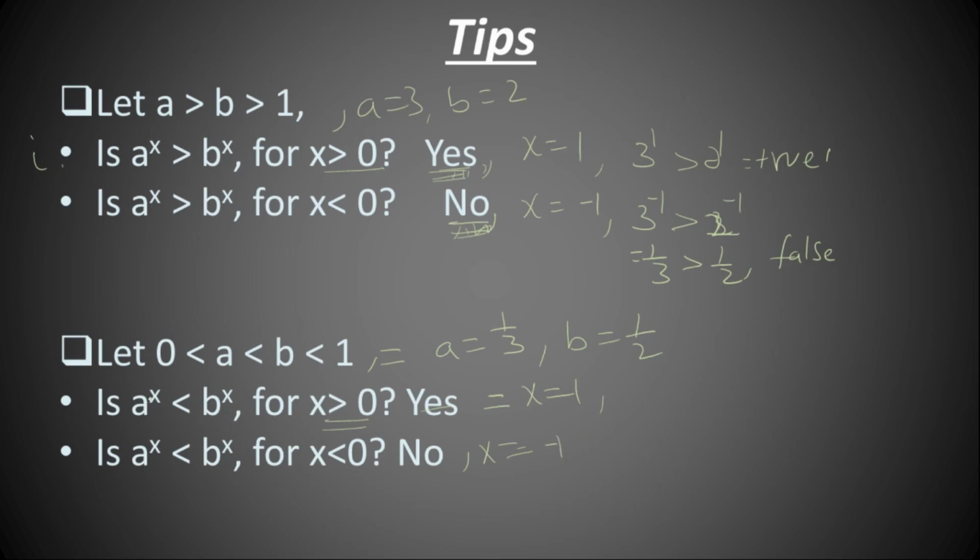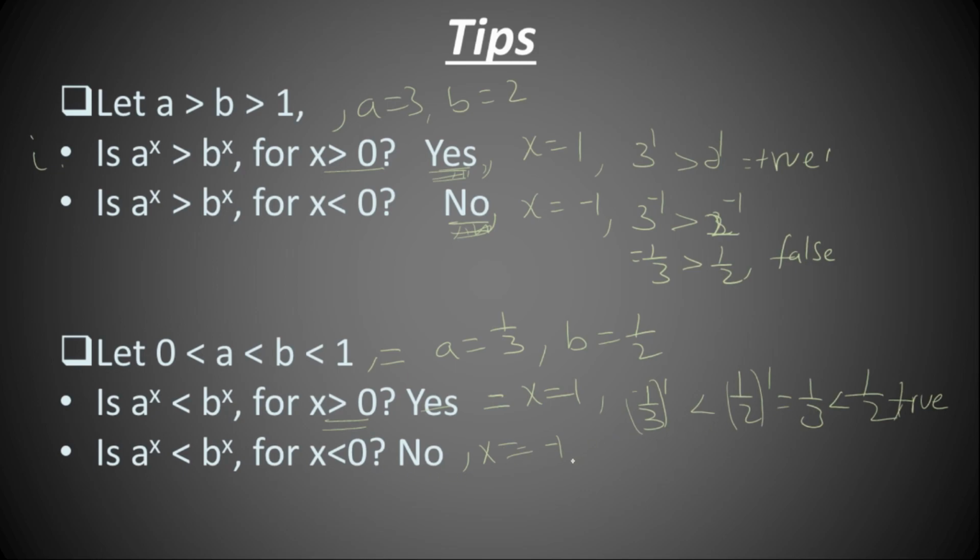From this, if a to the power of x is less than b to the power of x, is it always true for positive x? Let us say 1 over 3 to the power of 1 is less than 1 over 2 to the power of 1, because we are taking x as 1. This is 1 over 3 is less than 1 over 2, and it is true. Why? Because when you crisscross it, 3 times 1, and this becomes 2, 2 is less than 3, and it is true.